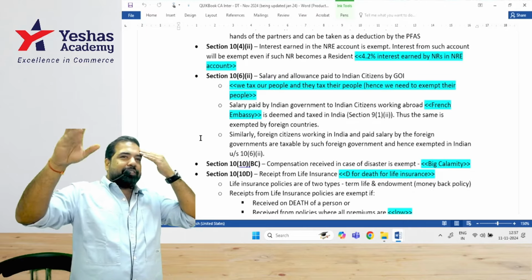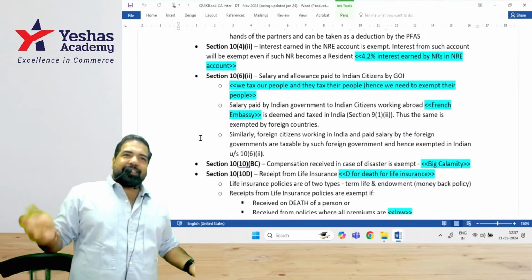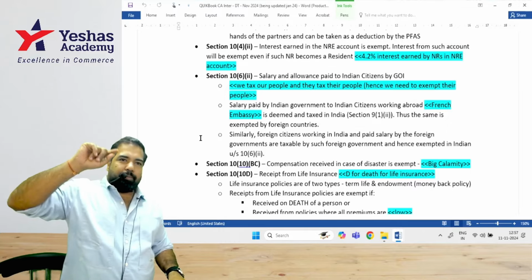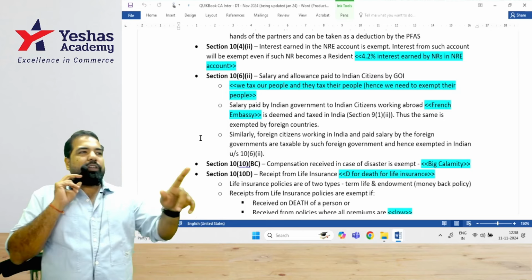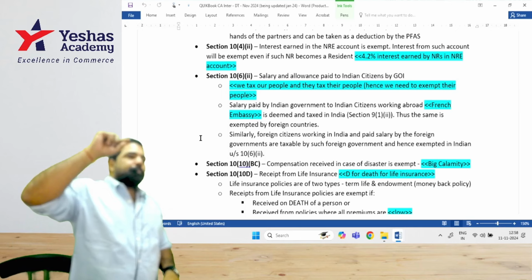What if you have 2 children? Or 3 children? Any number of children, as long as the amount is clubbed. 10(34) was for dividend, but that has been removed now. Is dividend taxable now? Yes.